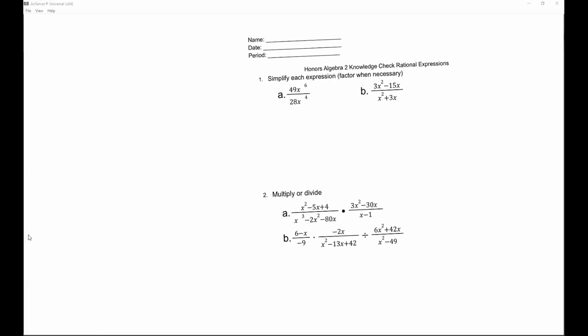So let me share my screen with you. All right, gonna quickly try to get this all done as soon as possible. So number one, letter A and letter B.